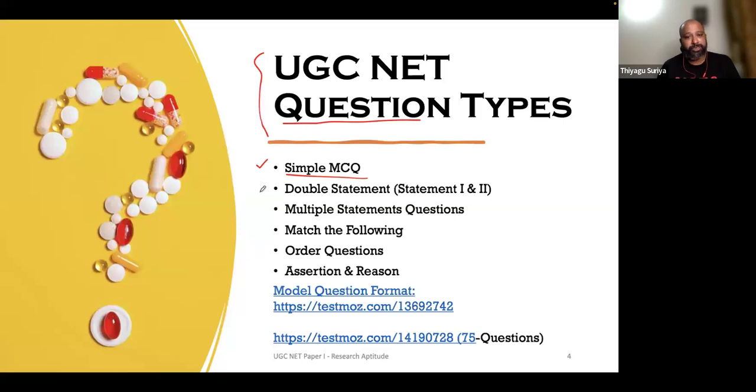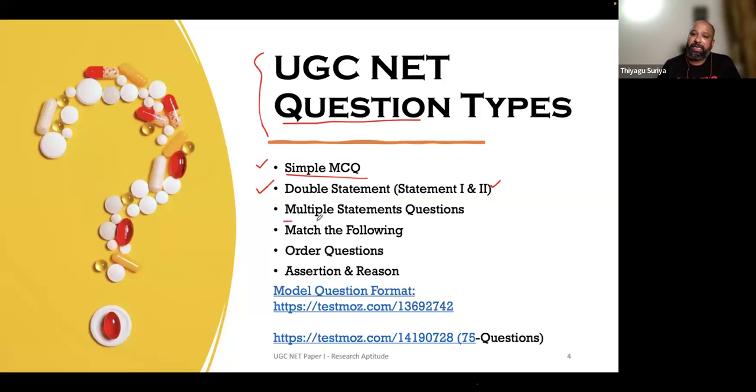The other question type is the double statement, like statement 1 and statement 2. We need to identify whether statement 1 is true and statement 2 is false, or statement 1 is false and statement 2 is true. Like this, we need to identify which statement is true or false. So there is another set of questions that may come like this.